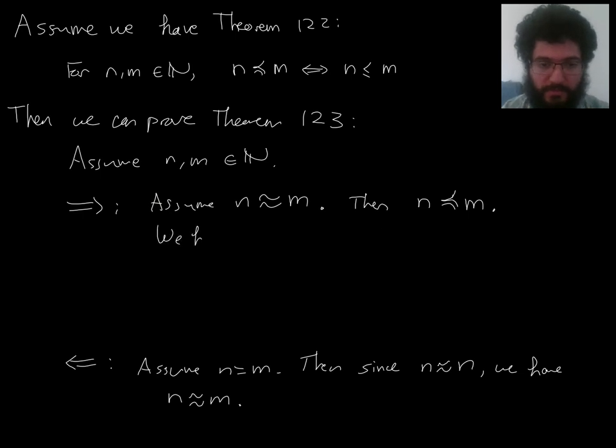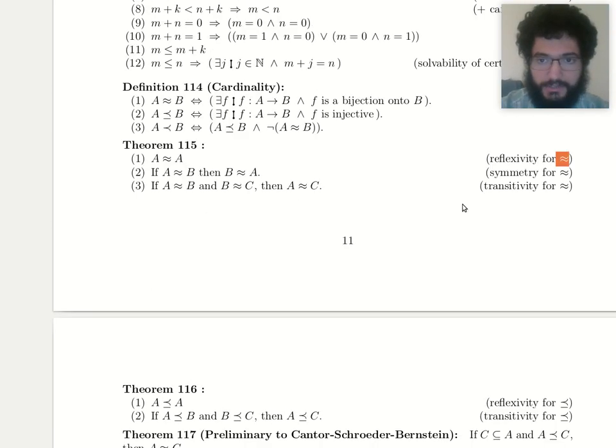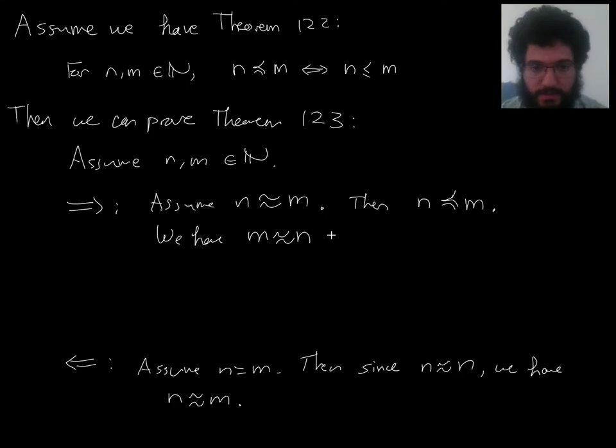We also have m has the same cardinality as n. That relation is symmetric, right? Symmetry for this: if you have it one way, you have it the other way. So also, there's an injection from m to n. So now we know that there exists an injection n to m, and there exists an injection m to n, right? They might be different functions. They probably will be different functions, but they exist. So by theorem 122, n is less than or equal to m, and m is less than or equal to n.